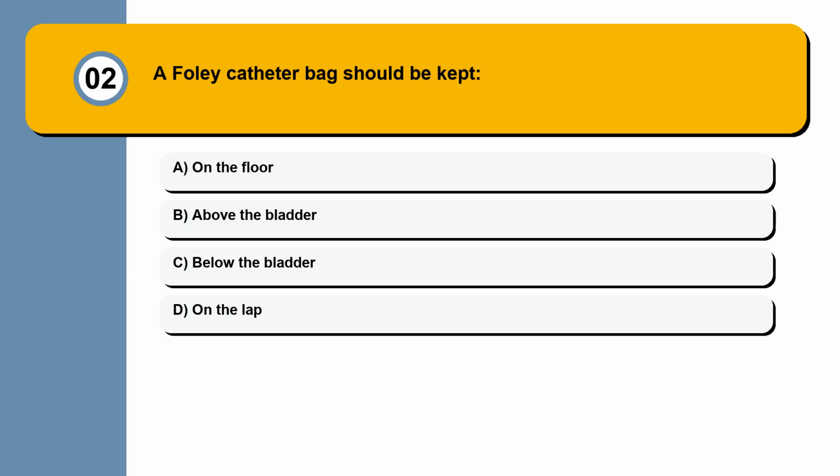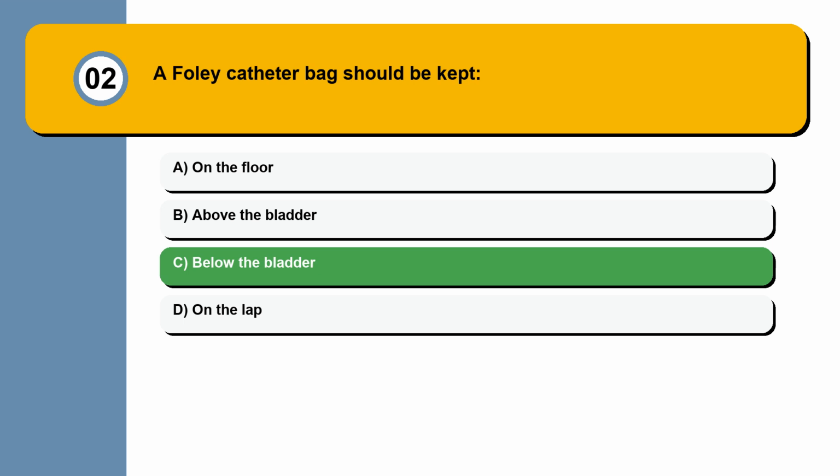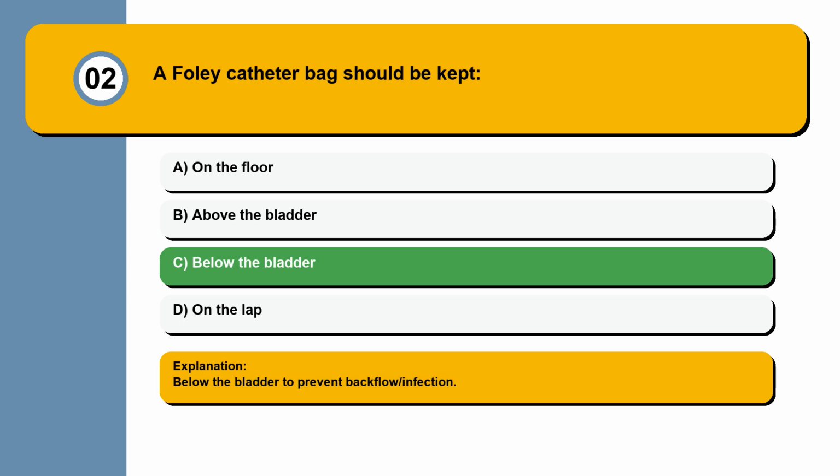Question 2. A Foley catheter bag should be kept on the floor, above the bladder, below the bladder, on the lap? Below the bladder, to prevent backflow and infection.